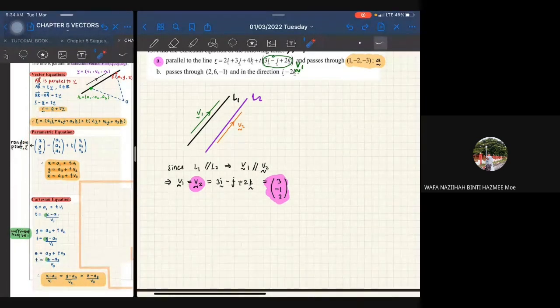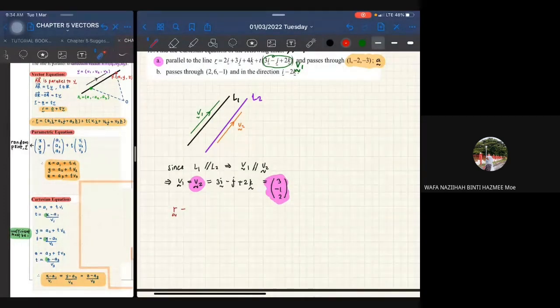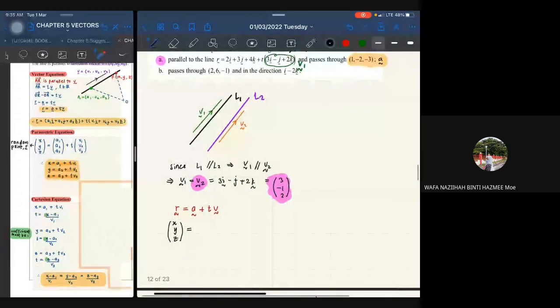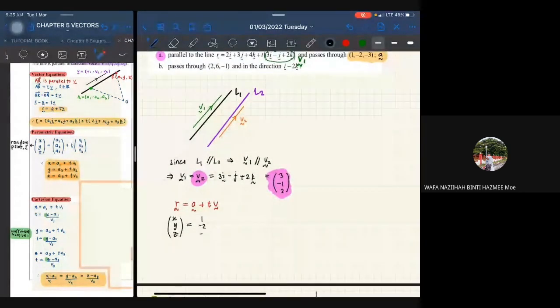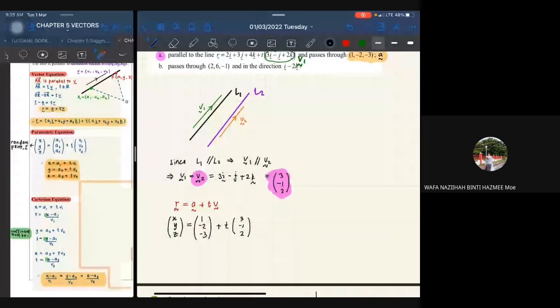Right. So kalau daripada sini saya akan tulis dia r is equal to a plus tv. So everything needs to be written in the form of column matrix. So I will get x, y, z, which is equal to, so I will have a is apa di atas tu, 1, negatif 2, negatif 3, and then plus with tv. So my vector is 3, negative 1, 2. This one.